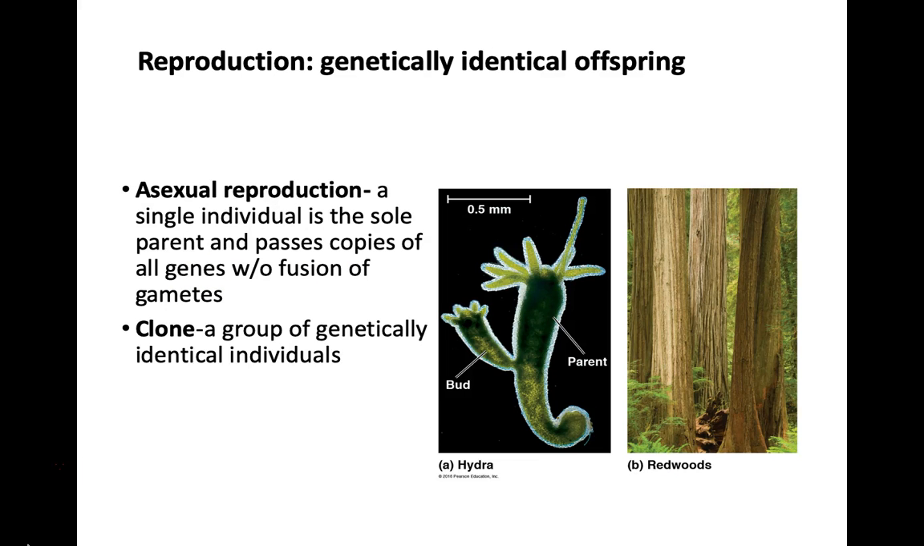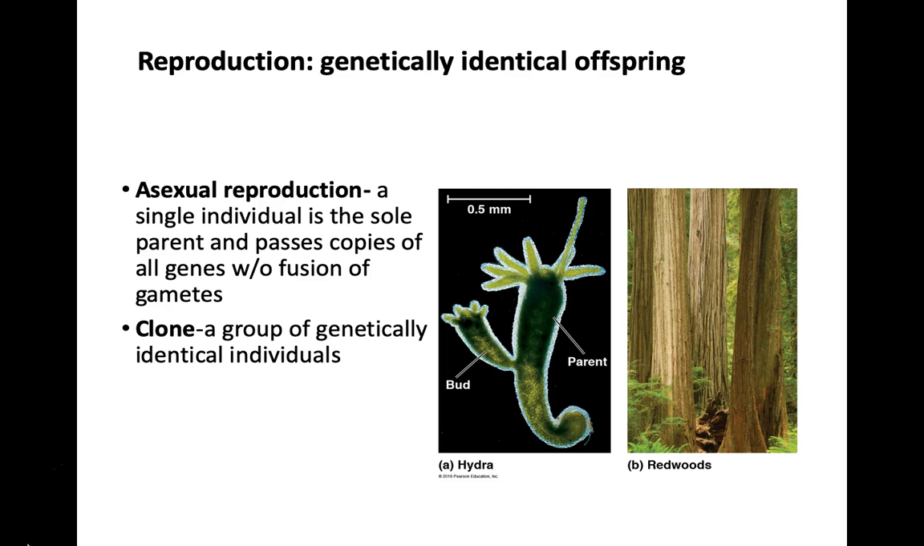So there are a couple of different types of reproduction that occur in living organisms. The two types of reproduction are based off whether or not the resulting organisms are identical or different from one another and from the parent. In asexual reproduction, the individuals are genetically identical to the parent and to each other. So a single individual is the sole parent.